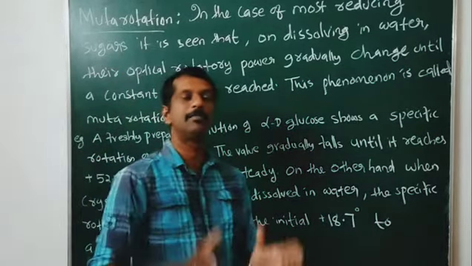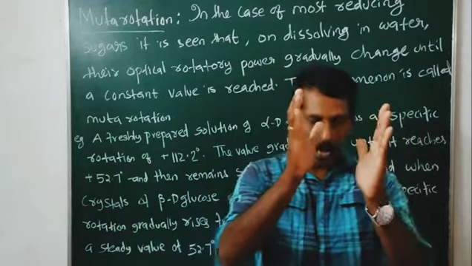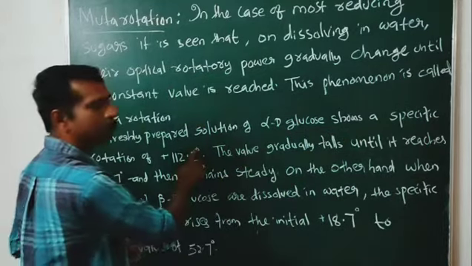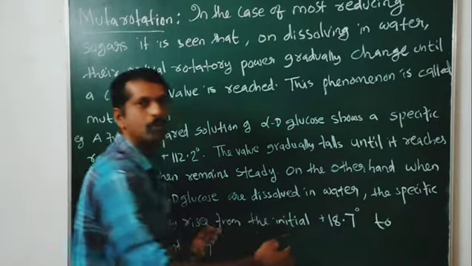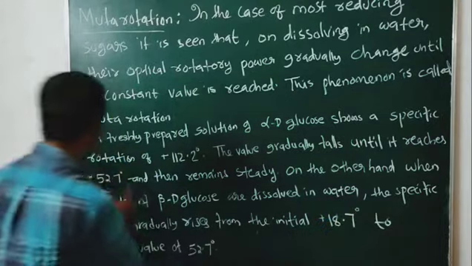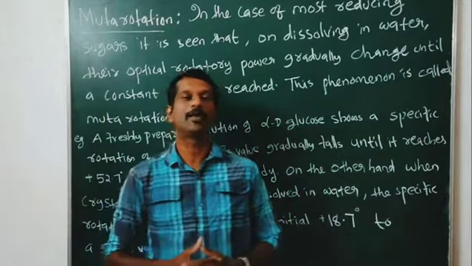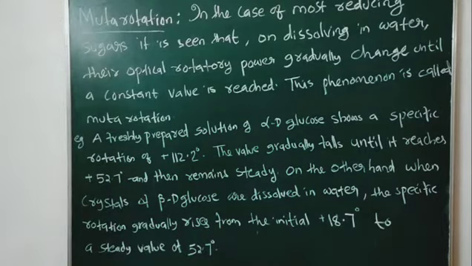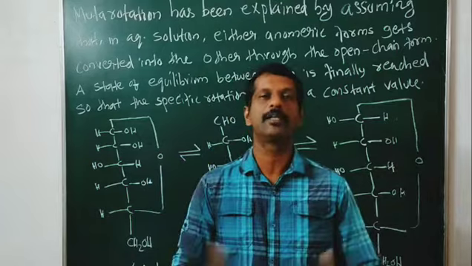That means in a very simple way, the optical rotation of alpha D glucose decreases from plus 112.2 degree to 52.7, and similarly in the case of beta D glucose, its optical rotatory power increases from 18.7 to 52.7 and remains steady. This phenomenon is called mutarotation. What is the reason for mutarotation?